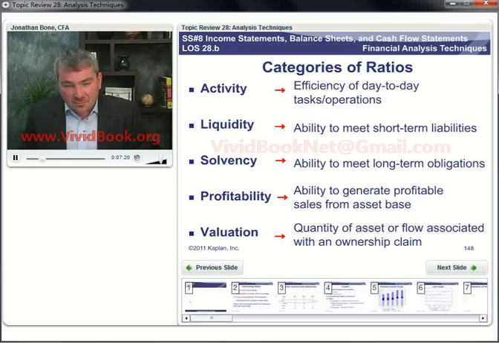Now, ratios are hugely common in the exam. In particular, the examiner likes to test other areas of the syllabus, so maybe let's say percentage of completion versus completed contract, in how they would affect potential ratios. So you really, really need to be strong on your ratio calculation.